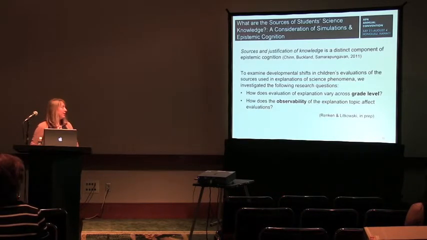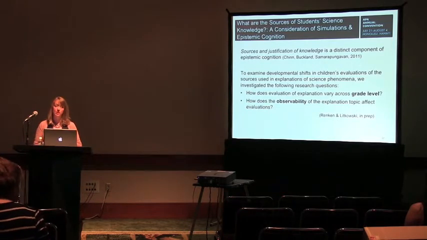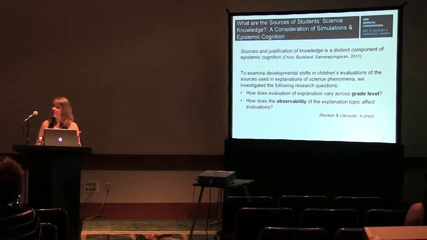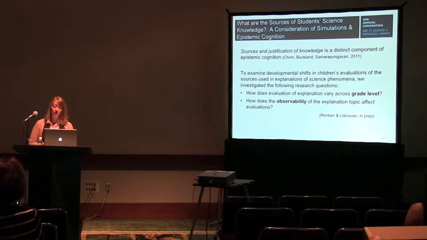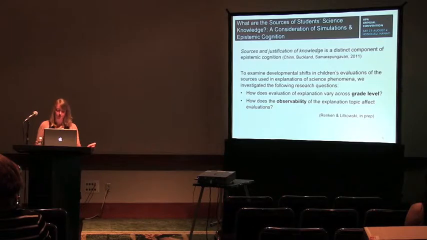So when we think about epistemic cognition, and there were some great talks on epistemic cognition yesterday, one distinct component of it is the sources and justification of knowledge. And I think that this is particularly relevant to thinking about how kids are interacting with computer simulations. And I think especially adolescents may be rather skeptical of some sources of knowledge, especially as they move into this more multiplist phase of thinking, they may become more skeptical and require this kind of physical hands-on interaction.